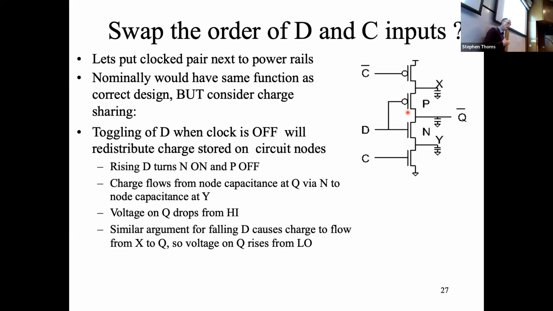So here we are. We put the clock next to the power rails. We just switch them around. And nominally, it's got exactly the same function. So if you go through it, if clock is 0, then the whole center of the circuit is isolated from the power supply rails, and Q is just going to float. And if clock is 1, then the inverter just works as normal.